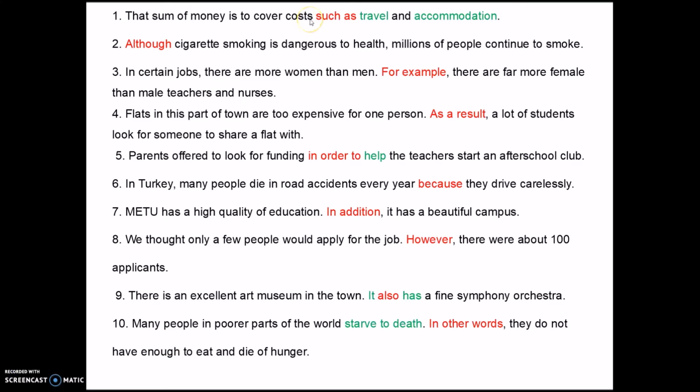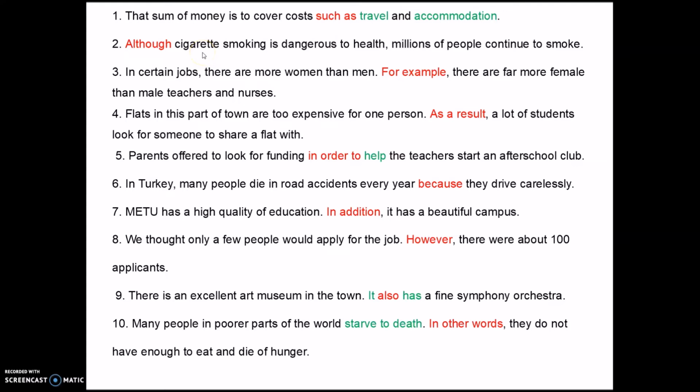In number 1, we have examples of costs like travel and accommodation. That's why we have to use such as. Here we cannot use for example. Remember, after for example, we need to write a sentence, but here we don't have a sentence. We have just a list of nouns like travel and accommodation. So we have to use such as.